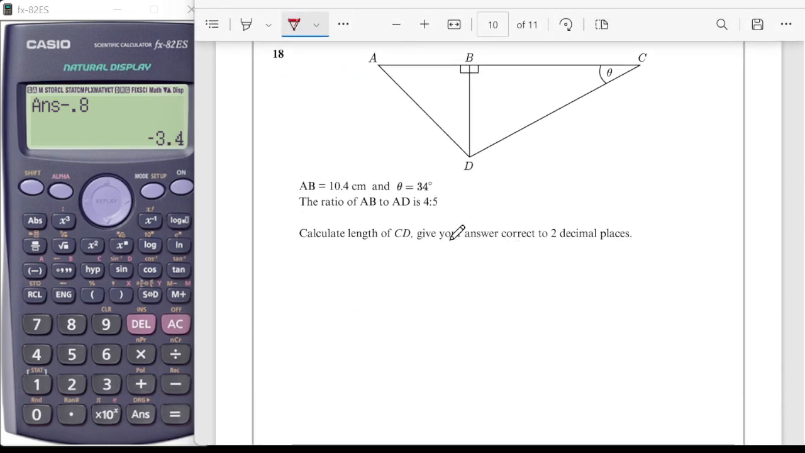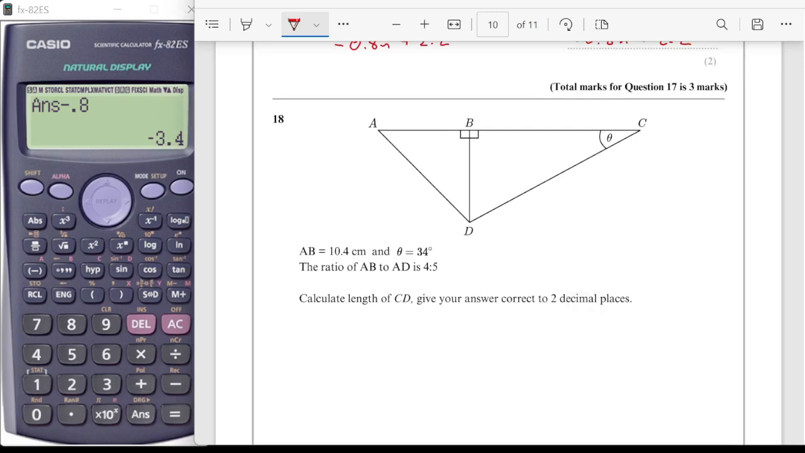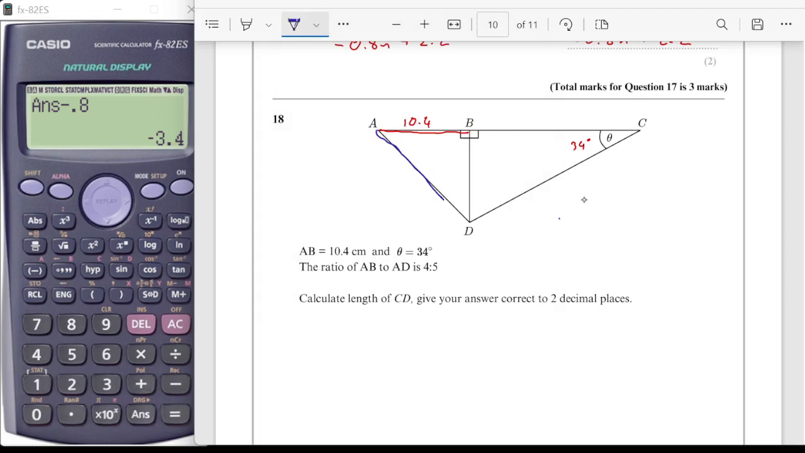Right, question 18. So we've got 2 triangles placed together. We're told AB is 10.4, so I'll add that to my diagram. And we're told that the angle is 34 degrees. And we're told the ratio of AB, so that's that length, to AD, that's that length, is the ratio 4 to 5.